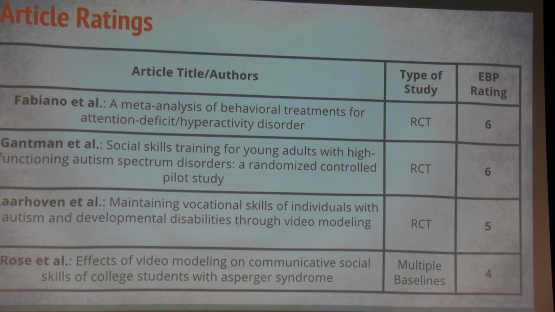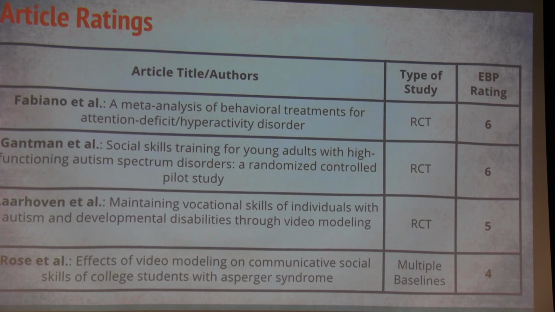A 7 is an excellent article. You were able to find what exactly it was, whether it was a multiple baselines trial or a randomized control trial. We were able to learn about the participants, whether they were blinded or not, what kind of atmosphere they were in, their setting, and you were able to pull out all of those pieces.